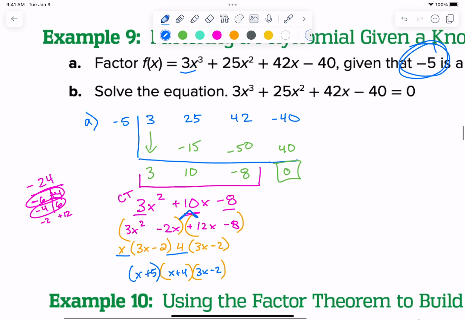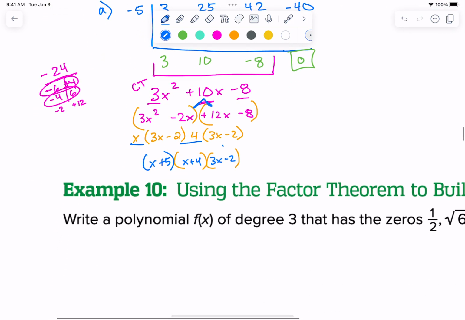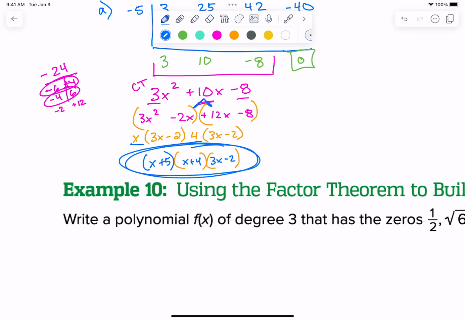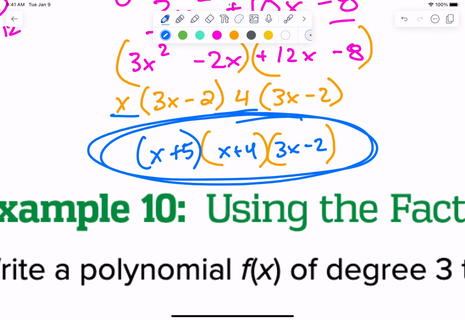Okay, now it says factor that thing down. This is listing the factors. When it says factor it down, you don't set them equal to 0. If it said find the zeros, yes, go ahead and set each one equal to 0. But this one is just saying factor it down, just break it down. He is completely broken down into the 3 pieces.